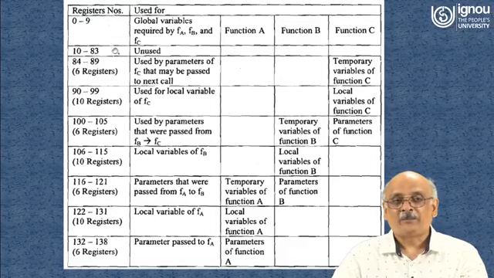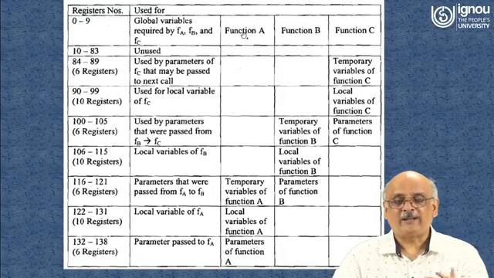So for the remaining 22, how will they be used? Okay, so let's look into the variables for function A. What does function A do? Obviously, when the main program calls function A, right?